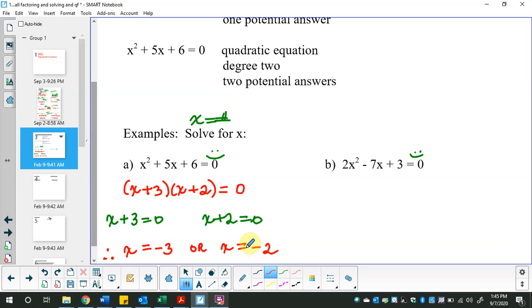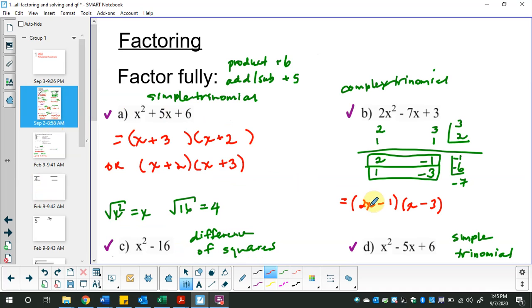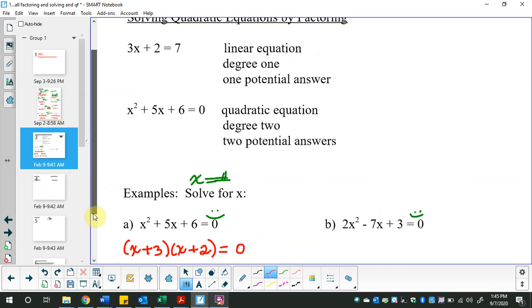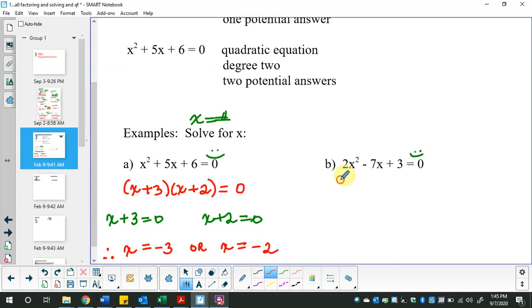So, memory is failing. So I'm going to zip back here for a second. (2x minus 1)(x minus 3). Same question. Same factors. Only, huge difference, more work, equals 0.